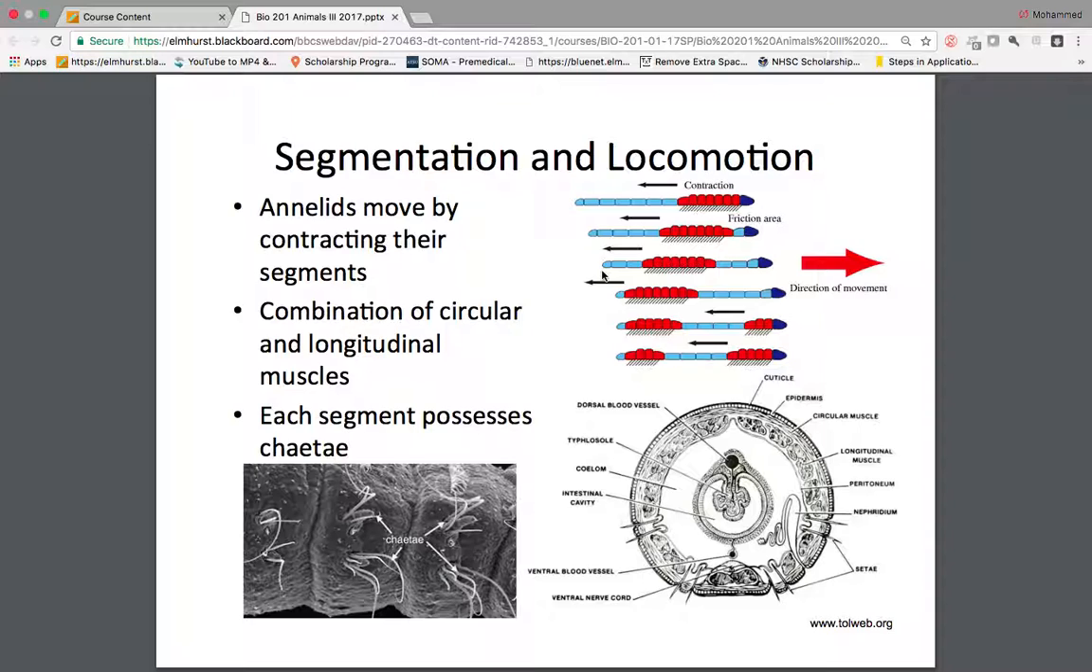Every segment has a set of chaetae, or sometimes they'll be called setae. It's just a chitinous or keratinized extension that sticks out the side of the body wall. Those things are often used for grasping and holding in segments. So as you flare out your segment, those chaetae hold into the side of the soil and keep that segment from moving when the contraction wave heads down the animal.